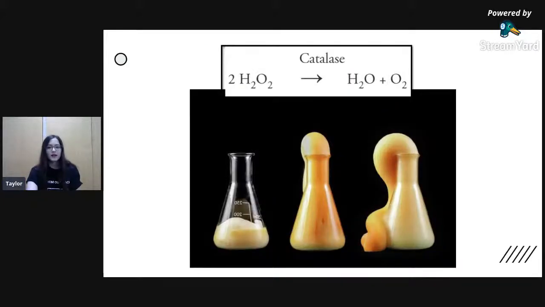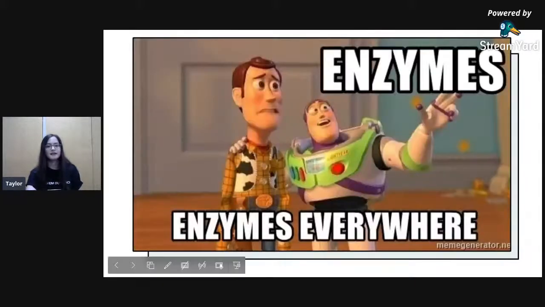Yeast is a living thing, and all living things contain a catalyst known as catalase. The catalase can react with the hydrogen peroxide to make it decompose much faster into water and oxygen gas. So when the oxygen gas is formed, it gets stuck in the soap that we mixed in, and we get this giant foamy mixture as a result. So catalase is a special kind of catalyst. It's known as an enzyme.